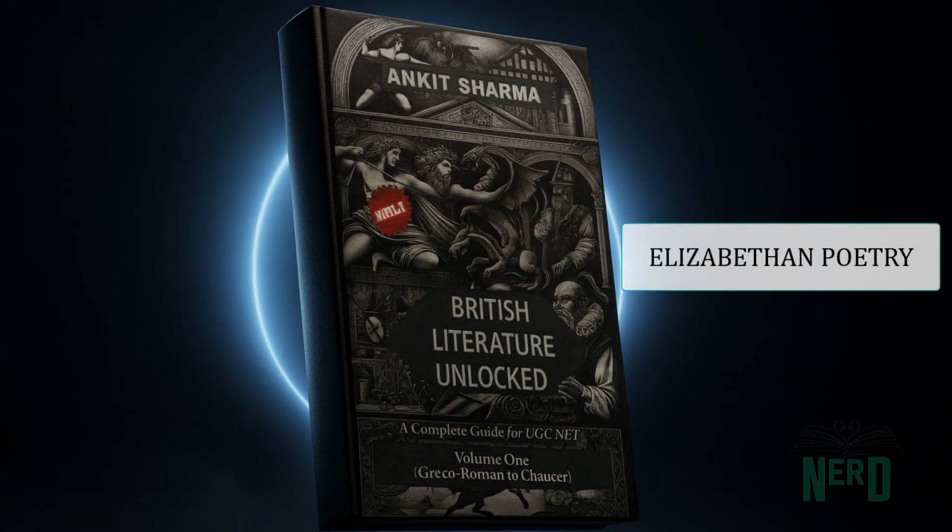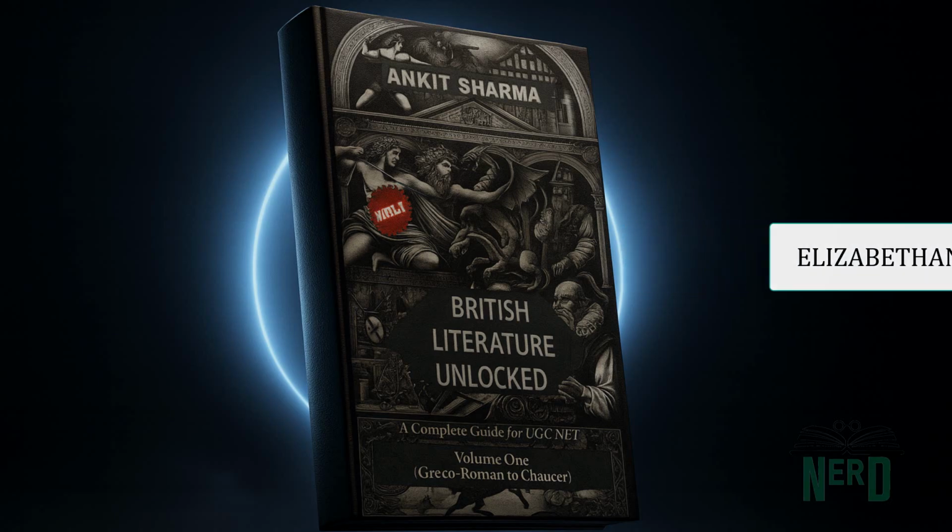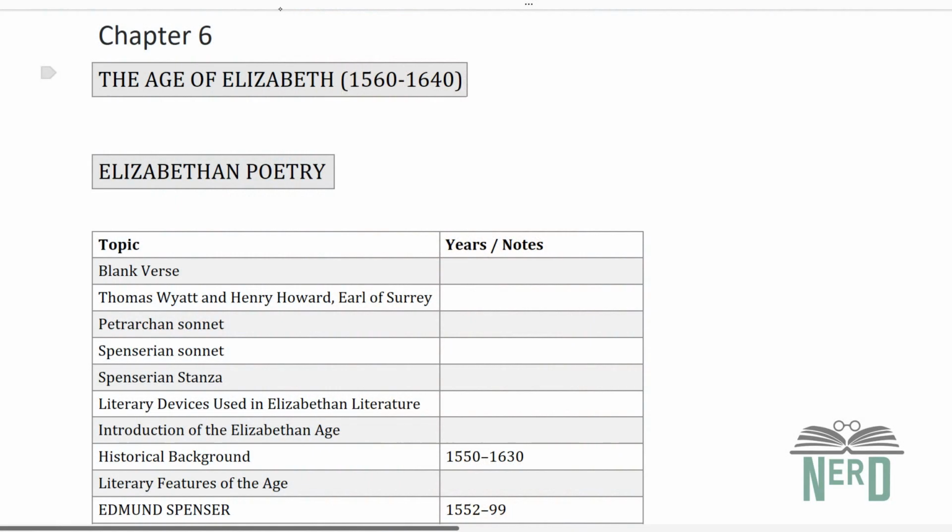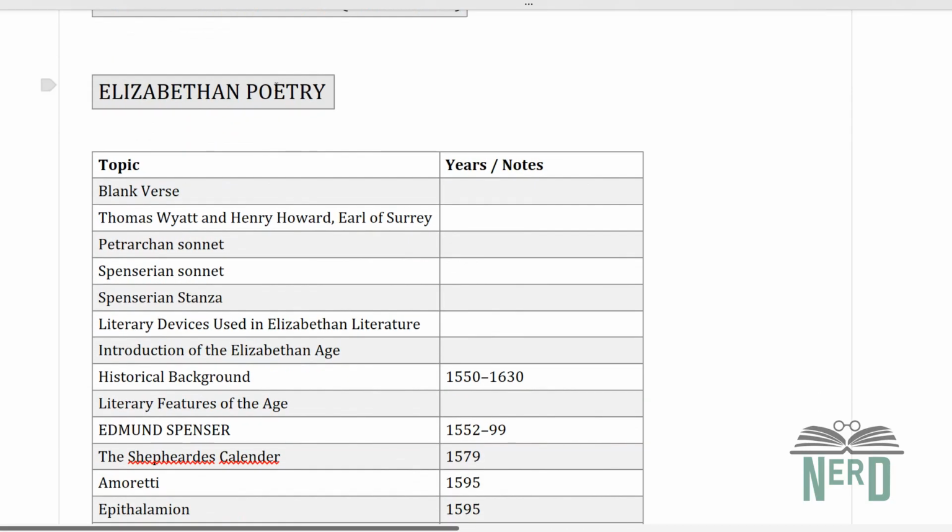After completing Volume 1, we are now stepping into Volume 2, Elizabethan to Jacobean Literature. Excited? I'm sure you are. Now, let me quickly set the stage. Today we are opening Chapter 6, Elizabethan Literature. And just so you remember, this chapter is divided neatly into two parts, Elizabethan Poetry and Elizabethan Drama. For today's session, our focus will be on poetry, and more specifically, we're kicking things off with blank verse.